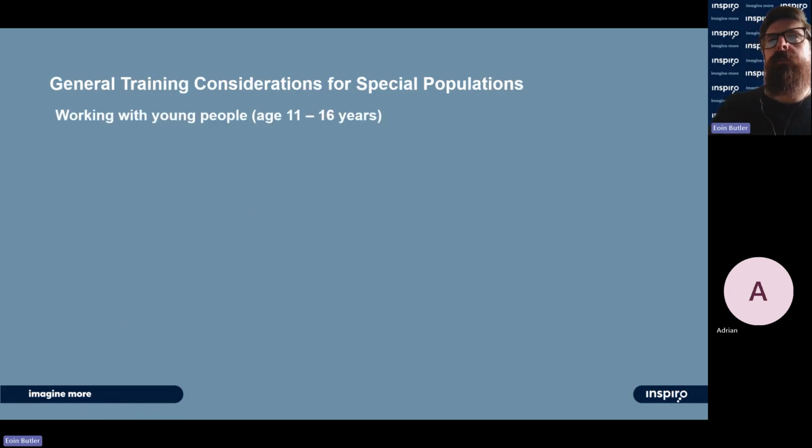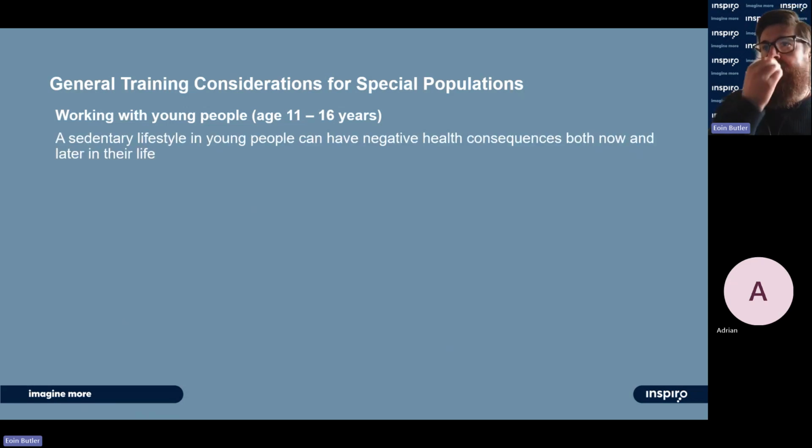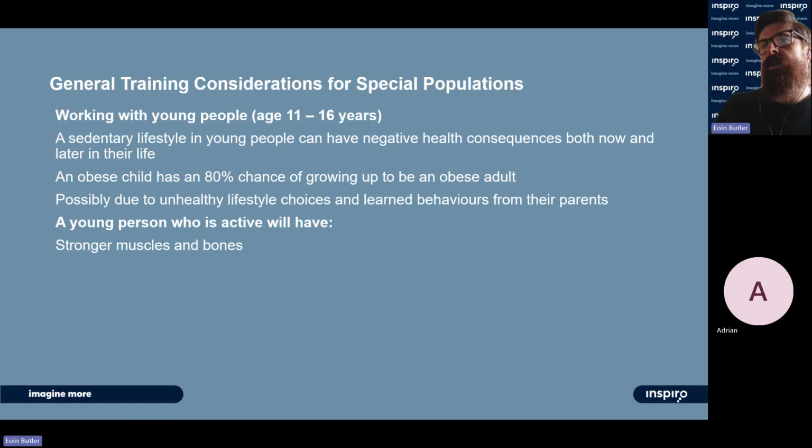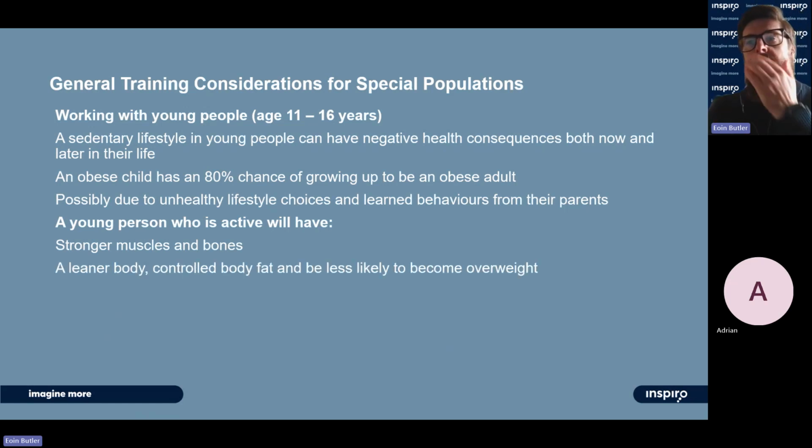So when we work with young people aged between 11 and 16, a sedentary lifestyle in young people can have negative health consequences both now and later in their life. An obese child has an 80% chance of growing up to be an obese adult. This is possibly due to unhealthy lifestyle choices and learned behaviors from their parents.